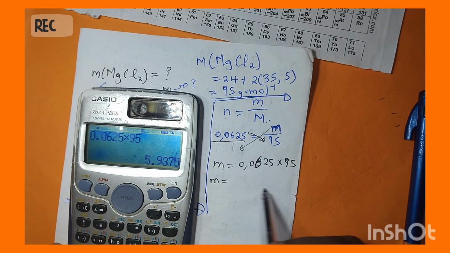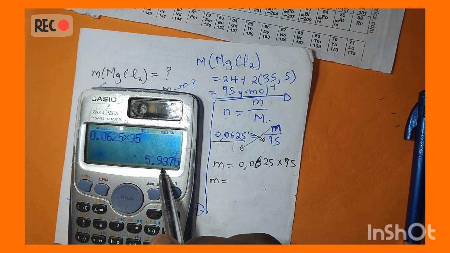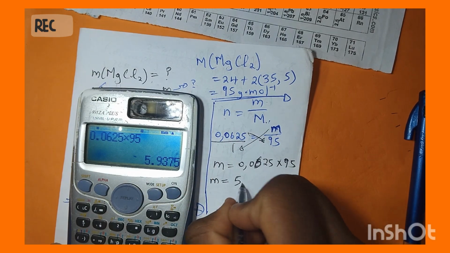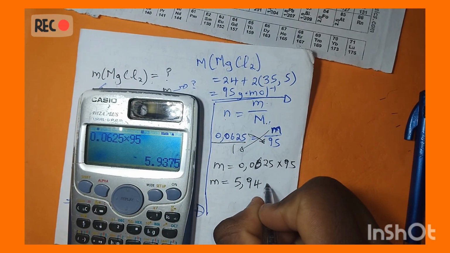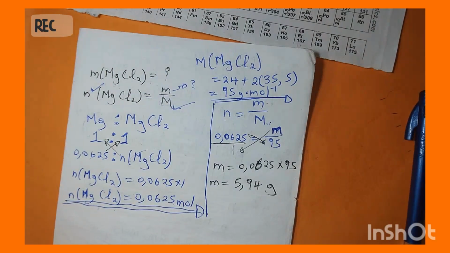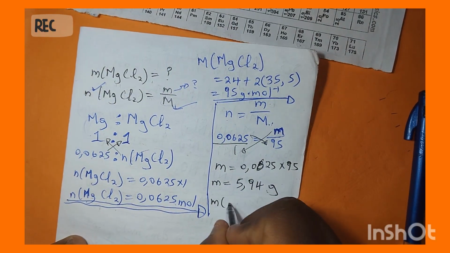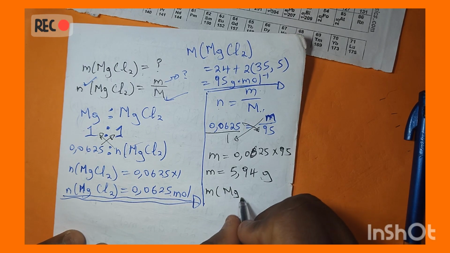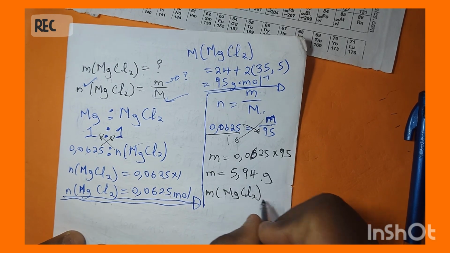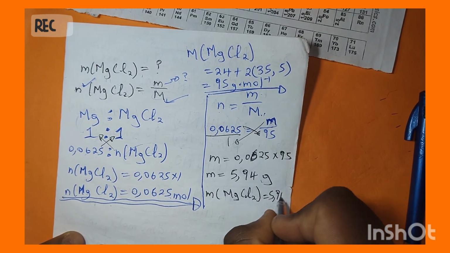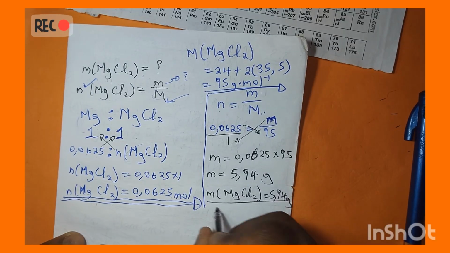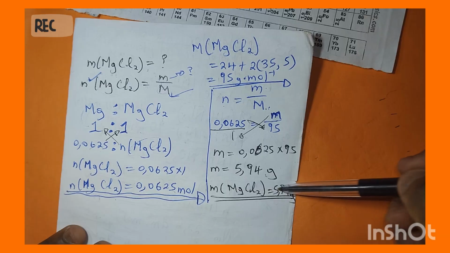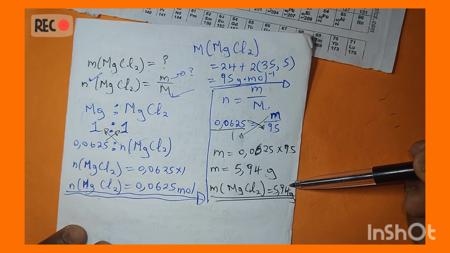So because guys I will be writing my final answer, I will round this number into 2 decimal places there, which is 4 grams, meaning now the mass of this magnesium chloride will be 5,94 grams. Do you see? Yeah. So guys, on your final answer, you round your answer into 2 decimal places.